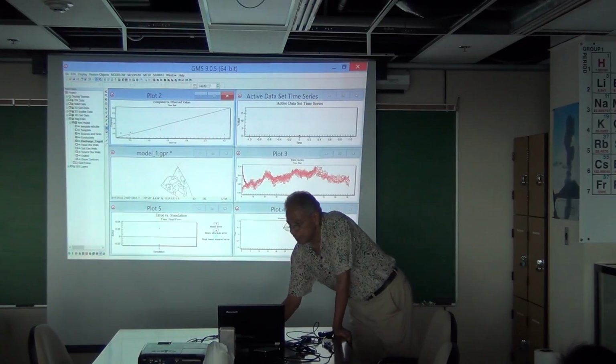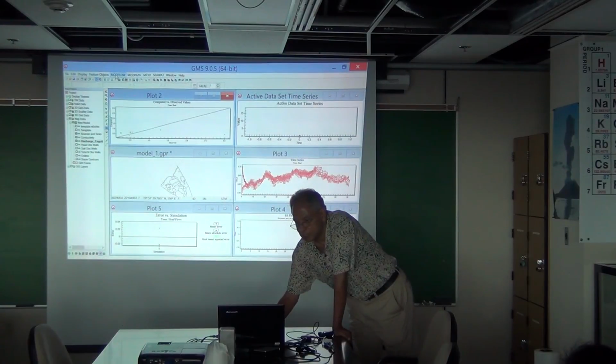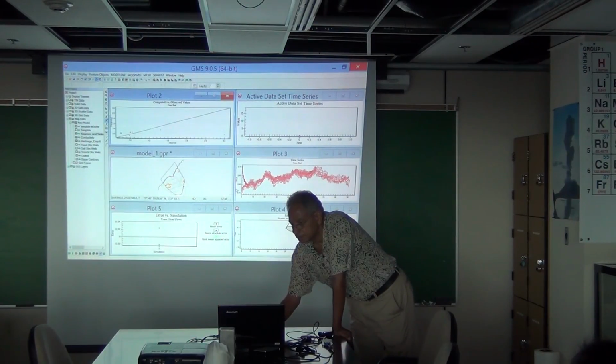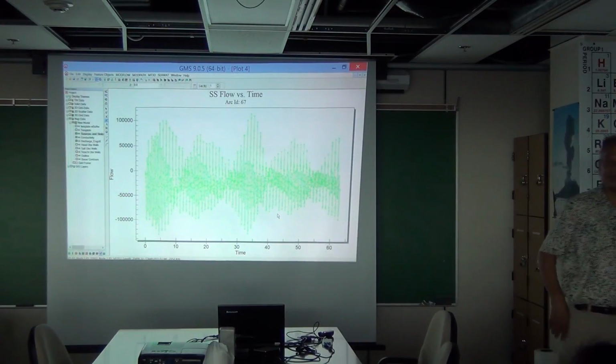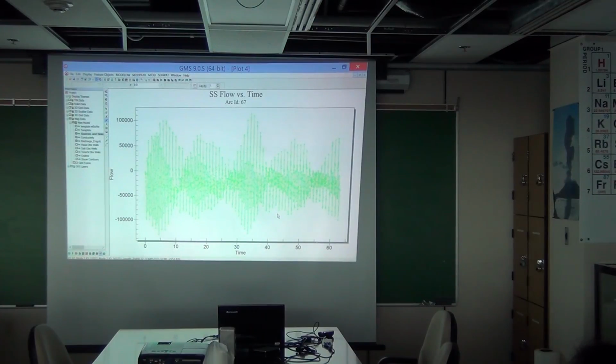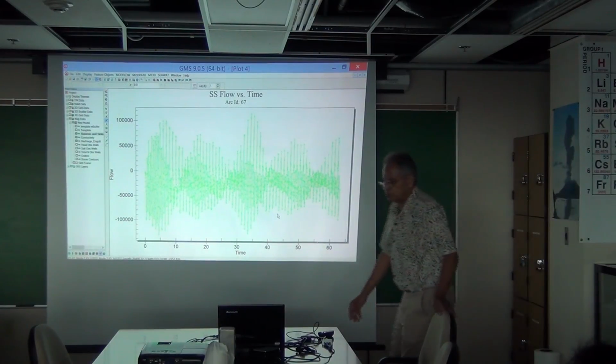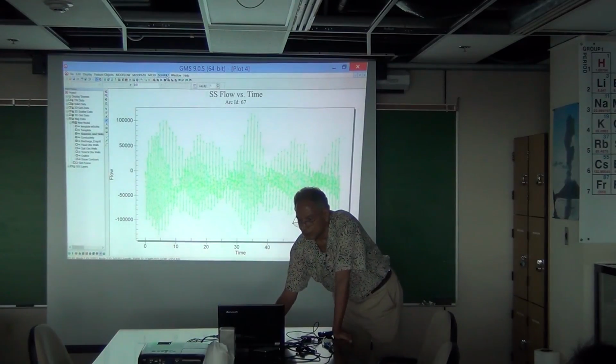Then this one here is the SGD. So this is at the shoreline. So this is fluctuation of the SGD with time at the shoreline. So the model gives you that. And if you want to go to the bottom of the ocean. The bottom of the ocean. Yeah. Let's go.